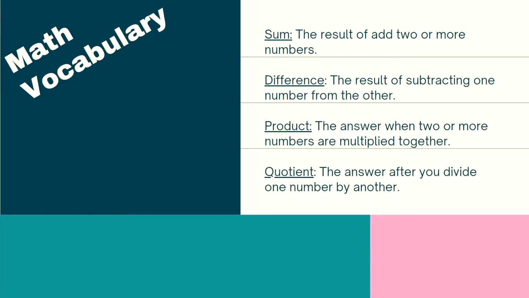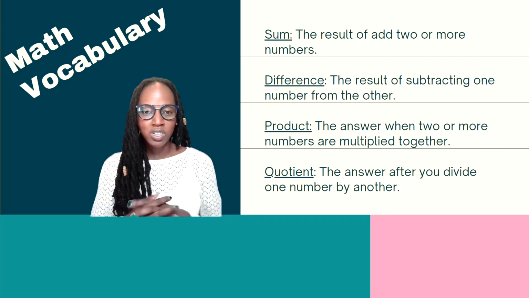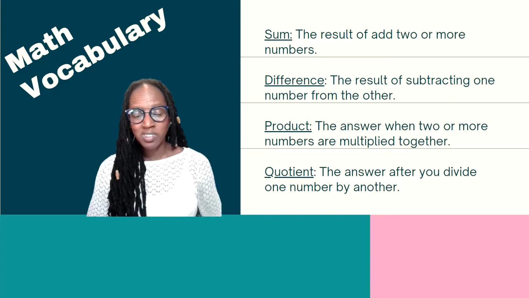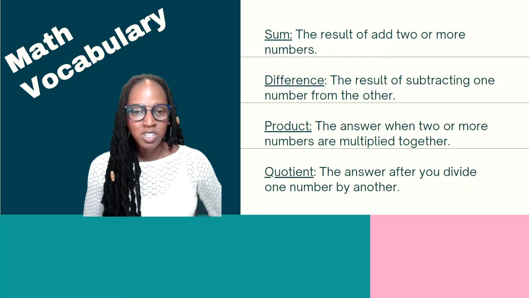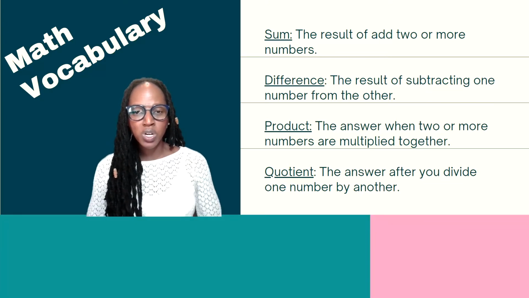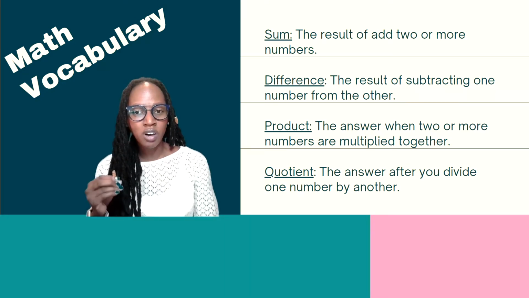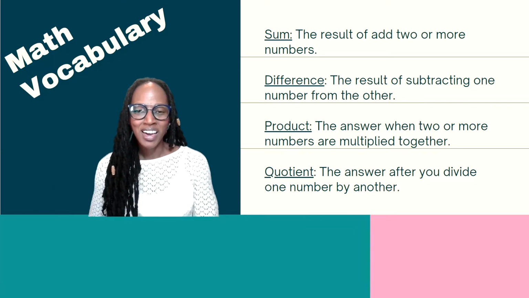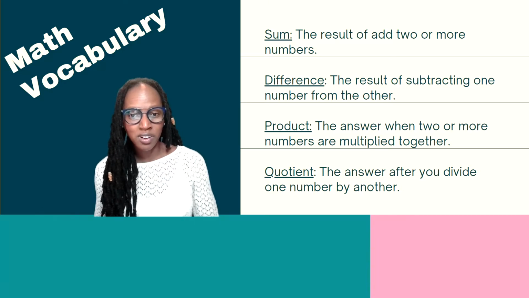In order to be successful in today's math lesson, we're going to need to remember some math vocabulary from maybe 3rd and 4th grade, maybe even 2nd grade. And then we'll add on a couple of new definitions that you'll need to be successful. So the first 4 terms we're going to look at, we're going to remember that the sum is the result of adding 2 or more numbers, okay? And difference is the result of subtracting one number from the other.